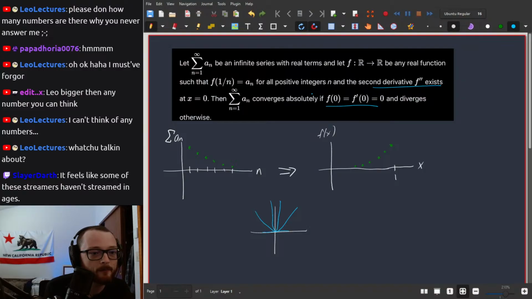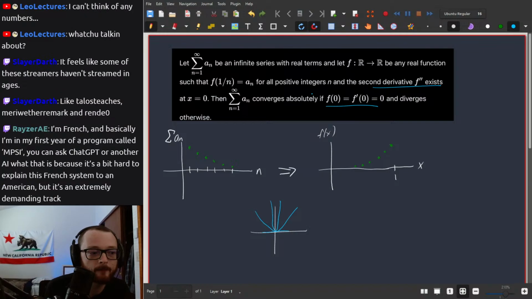Papadoria posted this theorem or test, Leo, and we're just trying to figure out at least a sort of proof for it. We don't need to formally prove it, but we're trying to understand why this requirement is here for the second derivative, and how you might prove it.